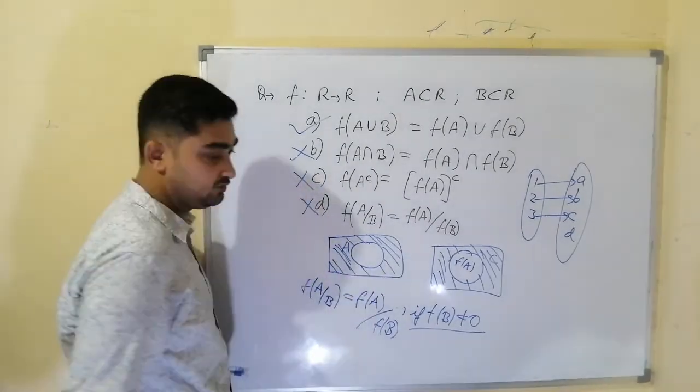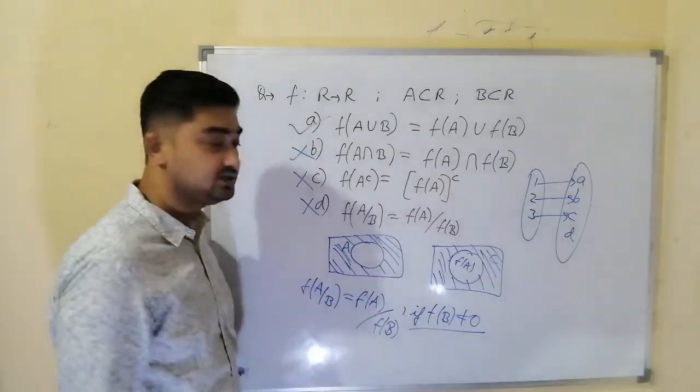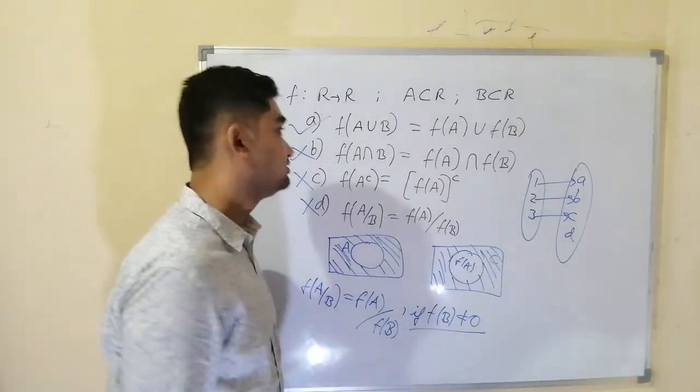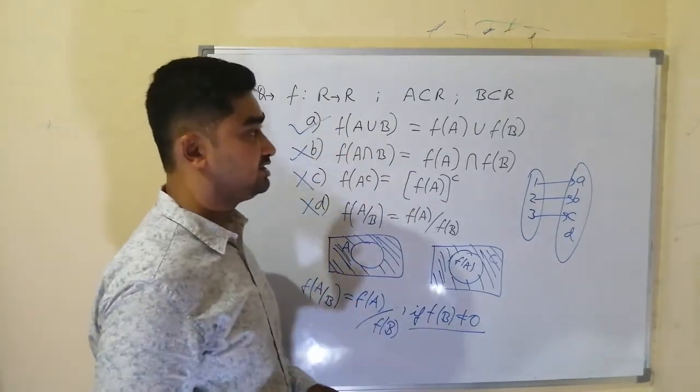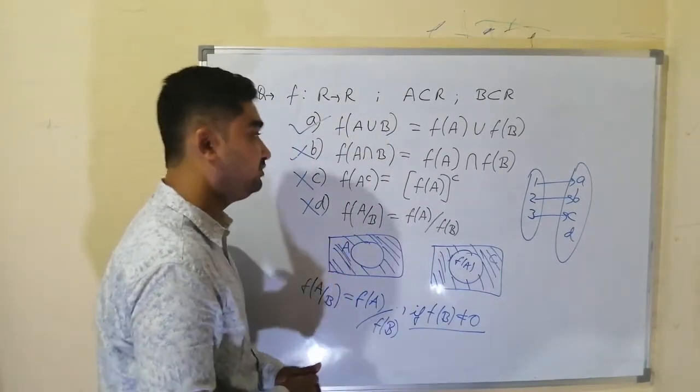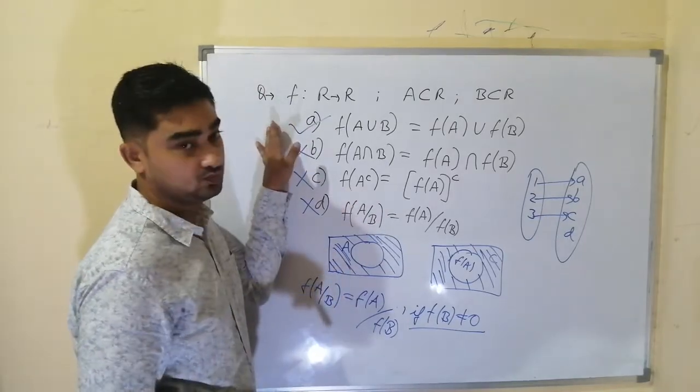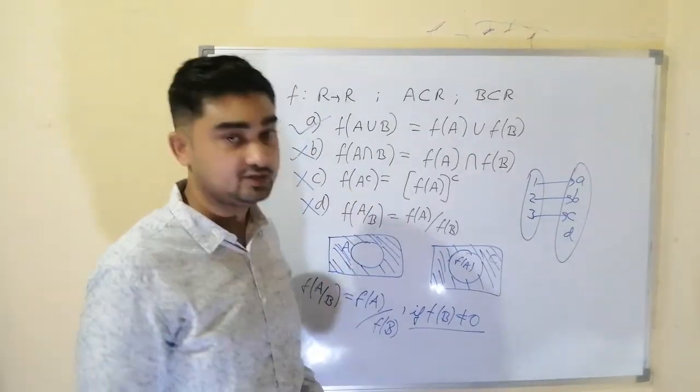So this is not always true. So this cannot be the answer. So the answer is A: f of A union B is equal to f of A union f of B. Always this is true. Now we'll move to the next problem.